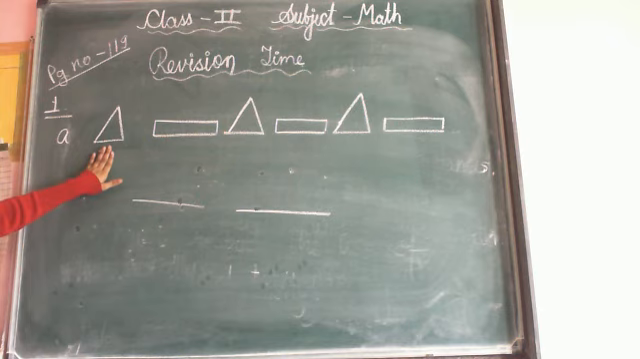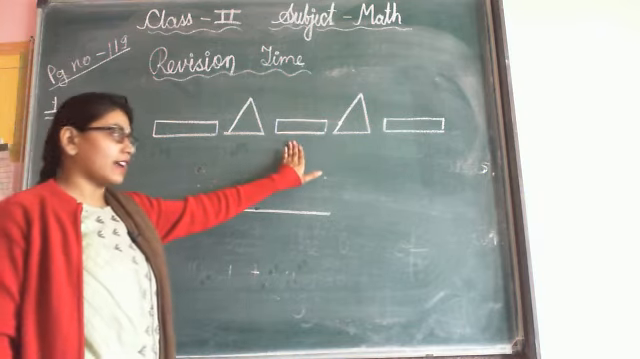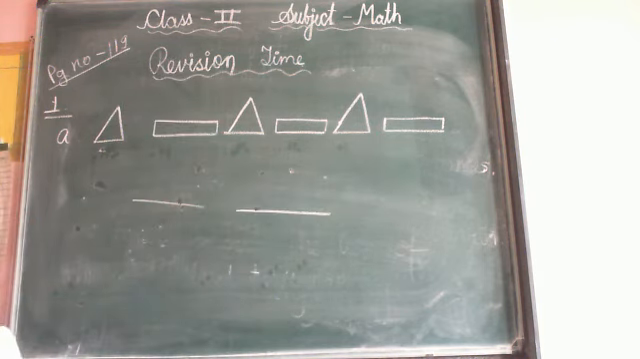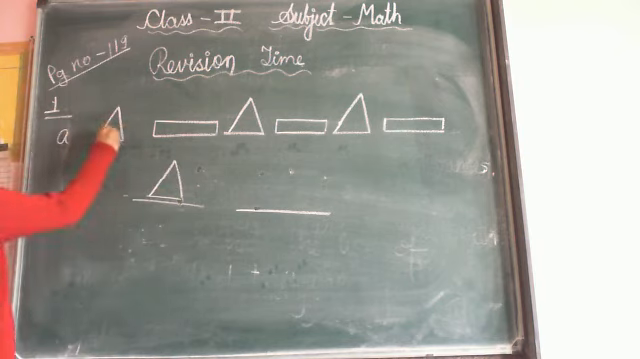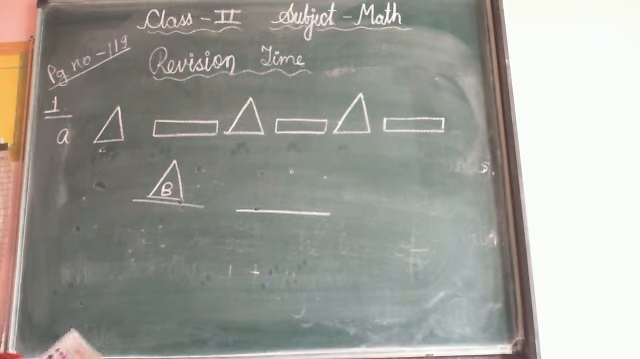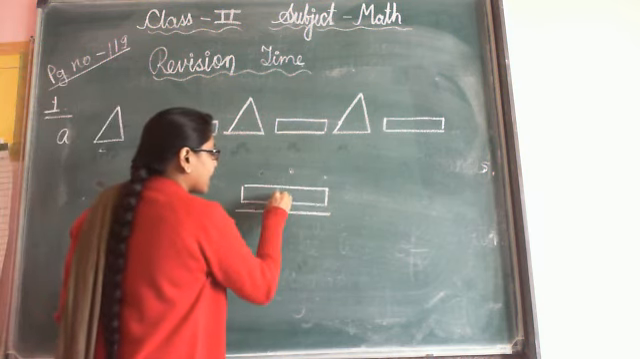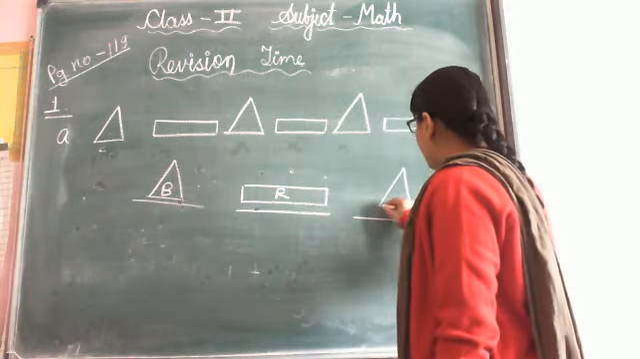See students, this is what is given in your book: blue triangle, then red rectangle, blue triangle, red rectangle, blue triangle, red rectangle. Now what will come next? Observe the pattern and answer. Yes, a triangle will come next. And observe the color: blue, red, blue, red, blue, red, and then this one will be blue. So a blue triangle will come next. Now after blue triangle, a rectangle, that is red in color. And then the next step will be once again blue triangle.